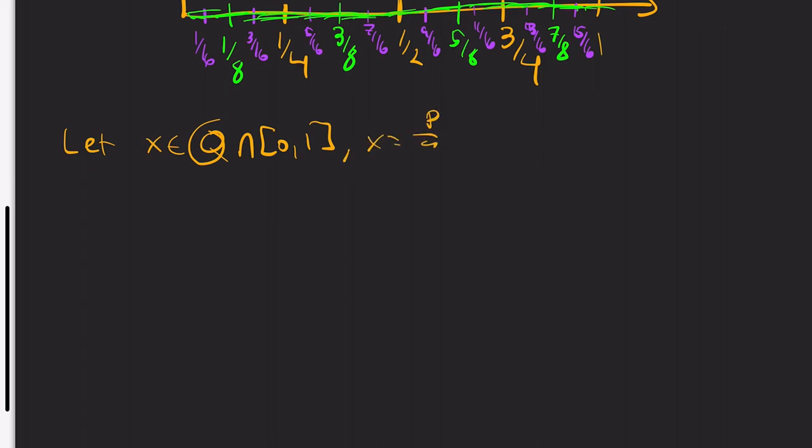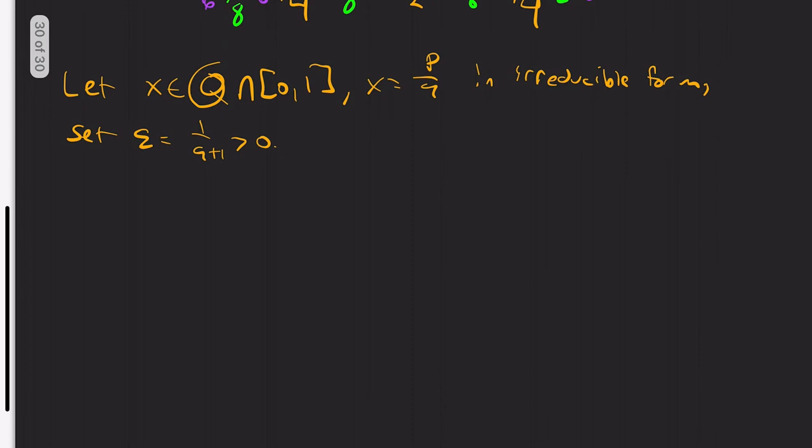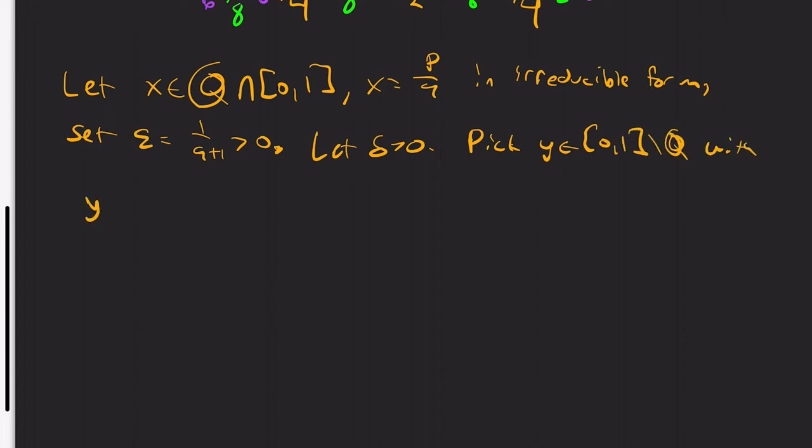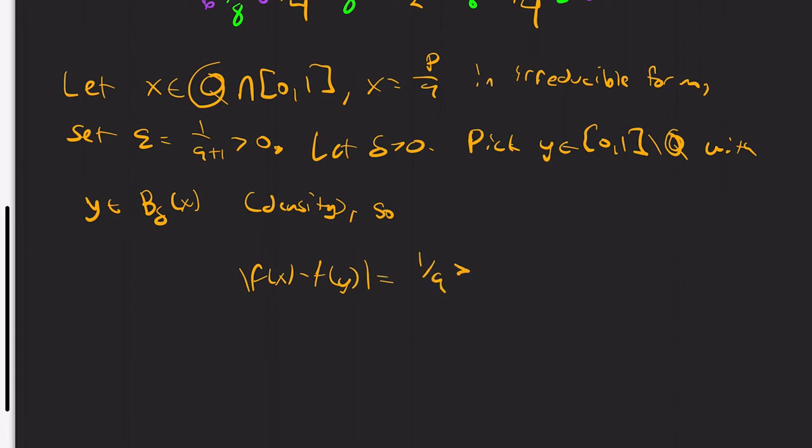I'm going to say let x be p over q in irreducible form. And I'm going to set epsilon to be 1 over q plus 1. You could set it as 1 over q, but I like to be q plus 1 just to be safe. So we have the irreducible form, and I'm going to take that as epsilon. And then let delta be anything positive. Pick an irrational in B delta of x. Same density argument. So f of x minus f of y is 1 over q, which is greater than 1 over q plus 1, which is epsilon.